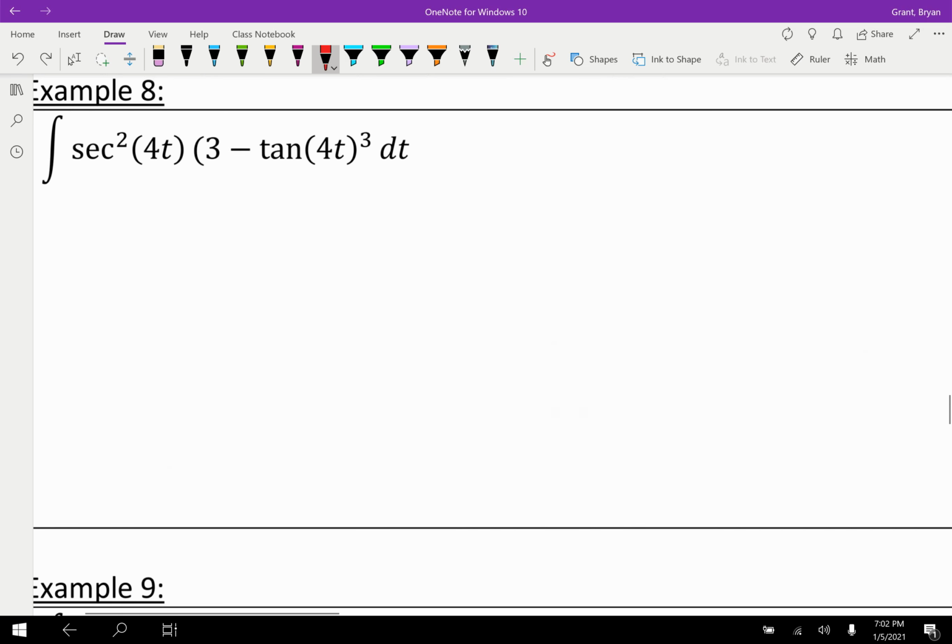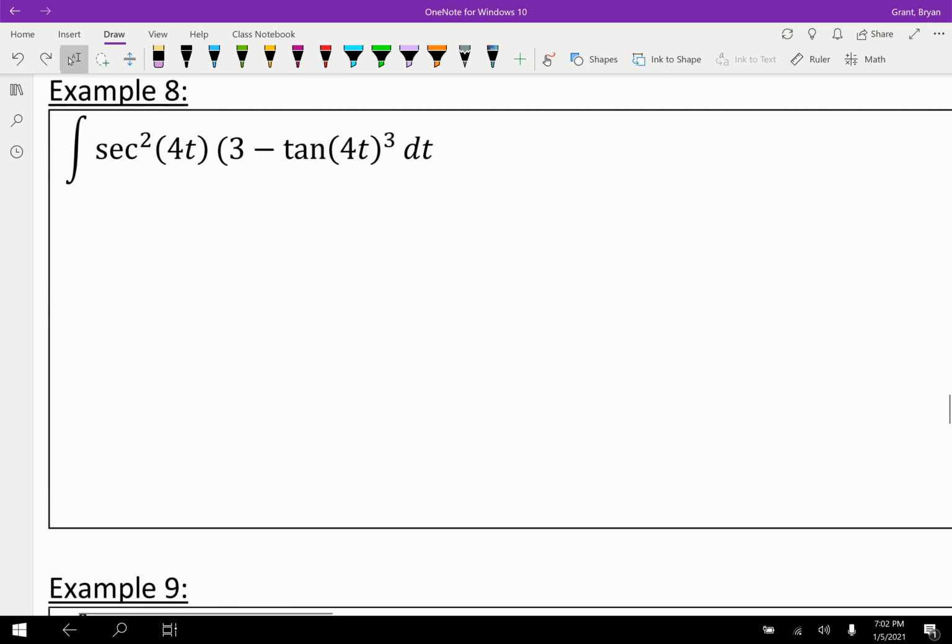Okay, just a couple left. Secant squared of 4t times all that other stuff. Well, as before, you should maybe notice I'm missing a parenthesis. That's awkward. There we go. Sorry about that. Otherwise, this problem would be very tough. Okay, go ahead, see what you can do, and then we'll get back together.